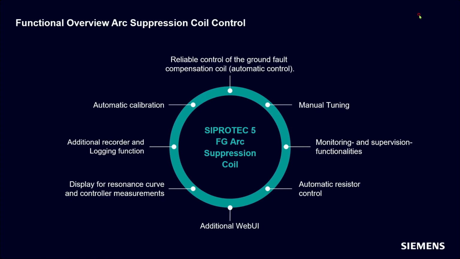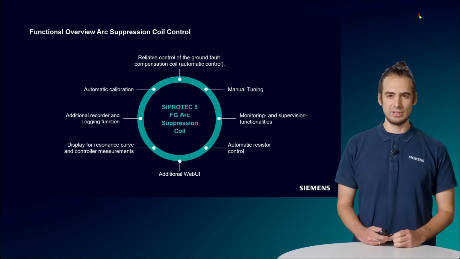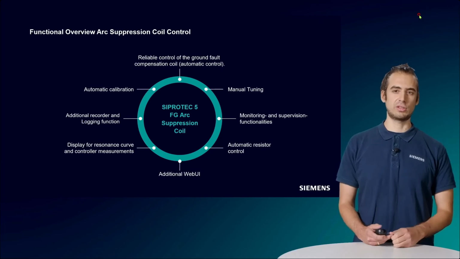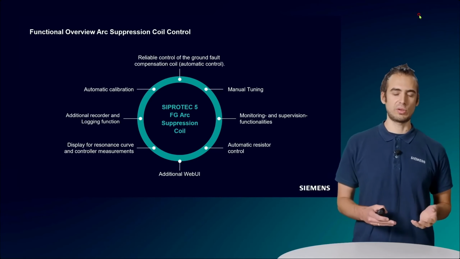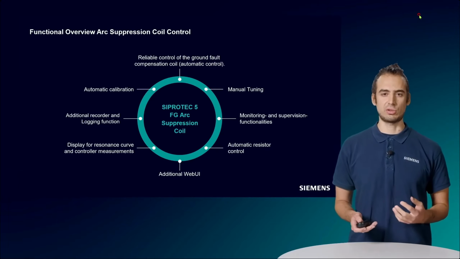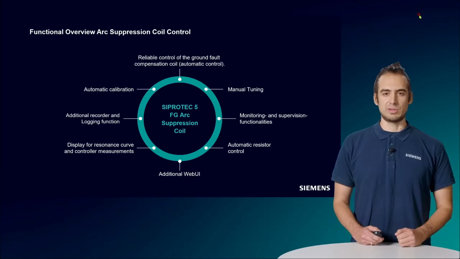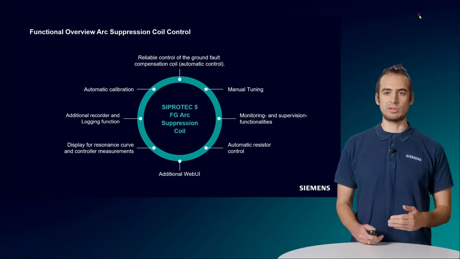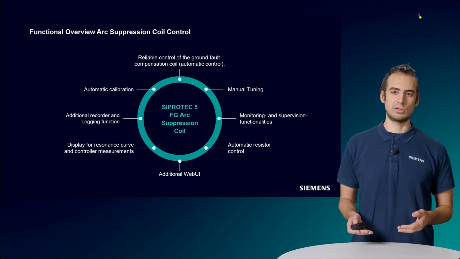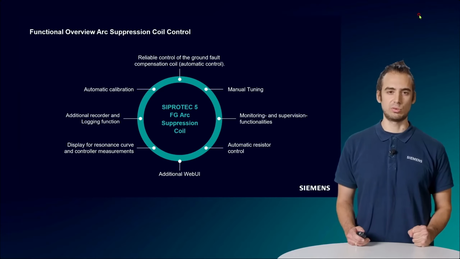Now let's dive a bit deeper into the function. So here we have an overview over the arc suppression coil control function. The main part, as we've seen already, is of course the automatic control of the coil, but we also have other parts in the function. We also have the possibility to do a manual tuning. We can switch from the automatic to the manual mode, and then we can give manual commands, directional commands, or also set value commands to the function so that the coil is moved.